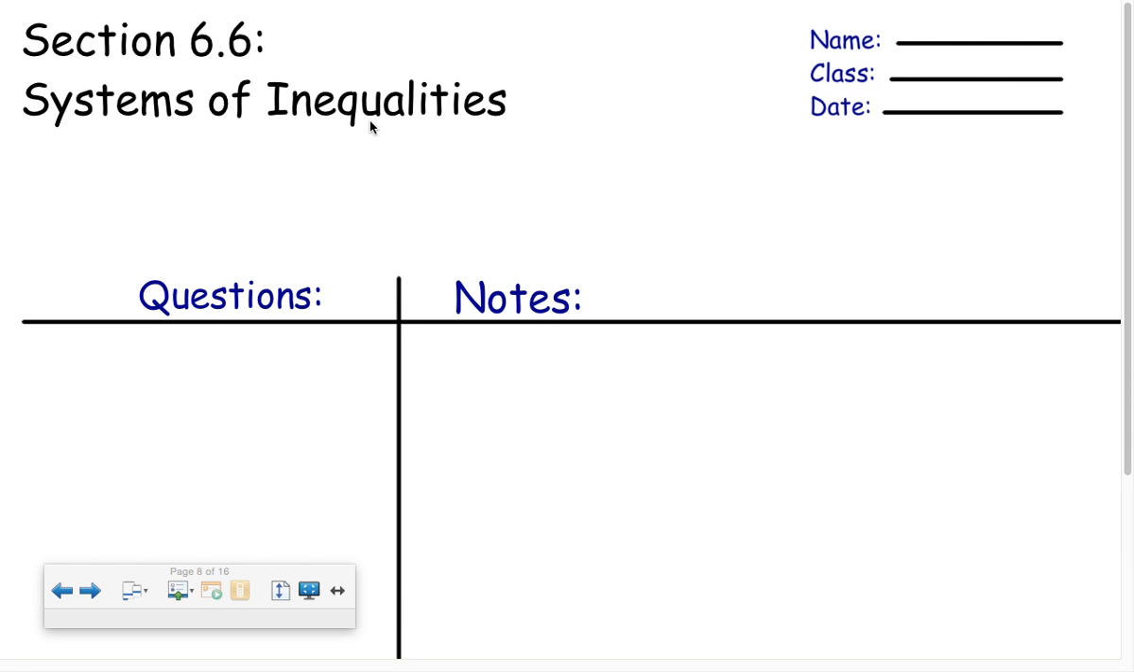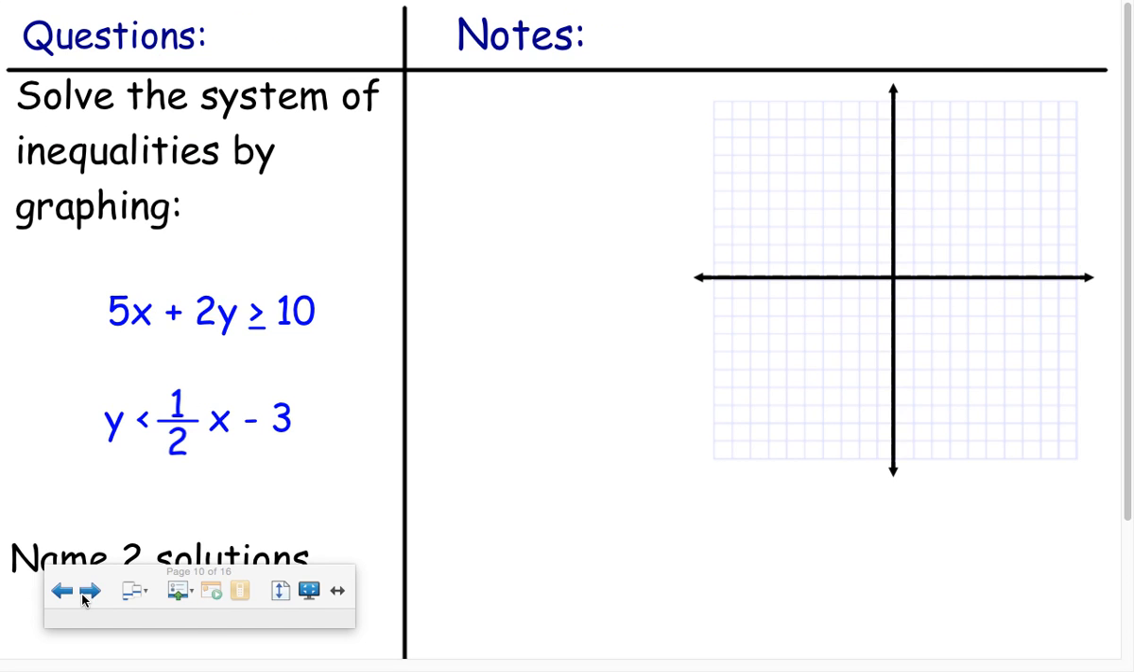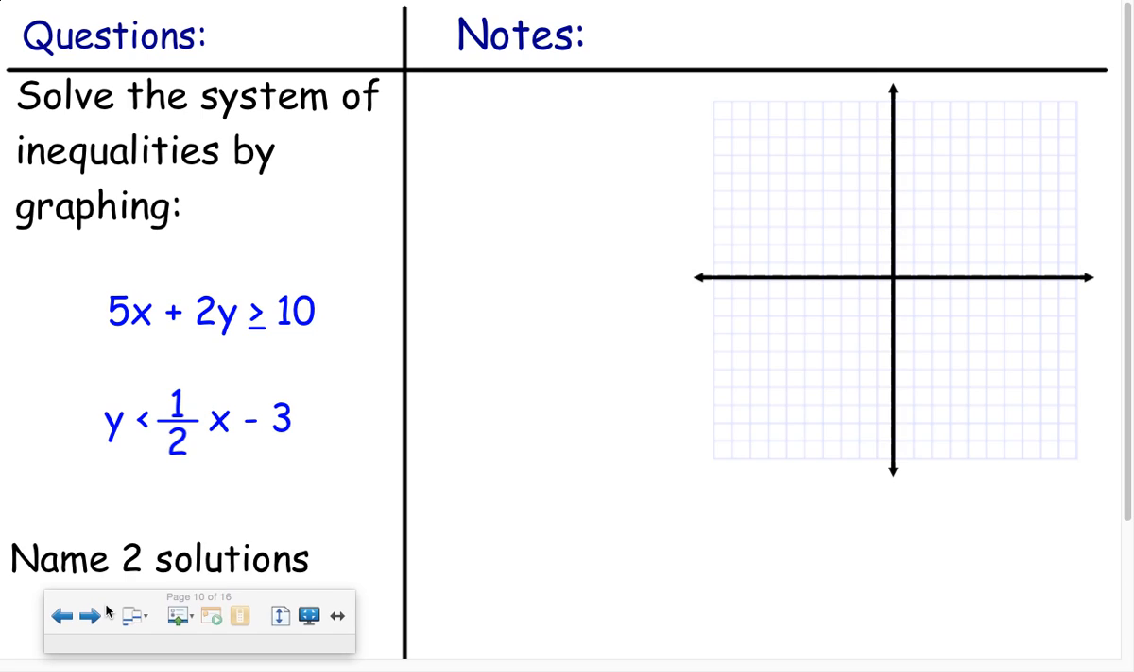Section 6.6, Systems of Inequalities. All right. Solve the system of inequalities by graphing. So we are given two inequalities here, and we need to graph them in order to figure out the solutions.